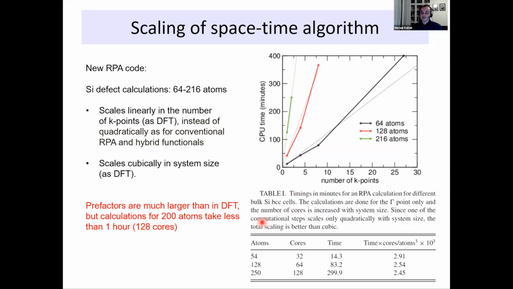Now, here you see some benchmarks for this algorithm that allows for relatively large RPA calculations. So, for instance, unit cells of 200 atoms on the gamma point or on 2 K points can be simulated within 1 hour on 128 cores. And the algorithm scales linearly with the number of K points. So here on the x-axis, you have the K points. On the y-axis, you have the CPU wall clock time. And different unit cells, and you see that there is almost linear scaling.